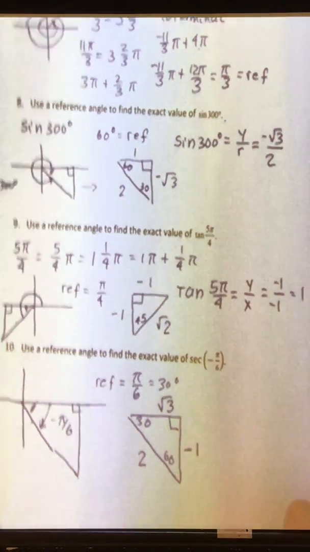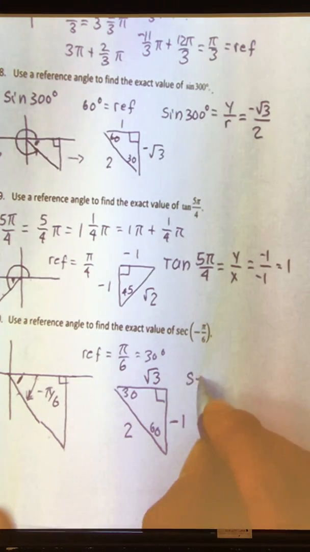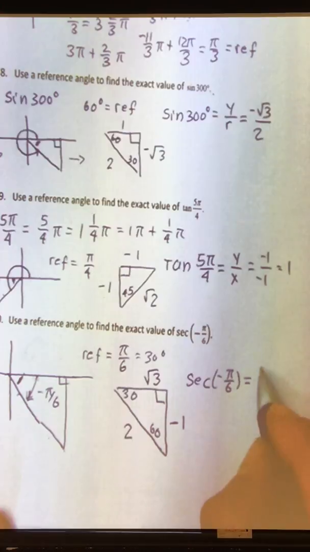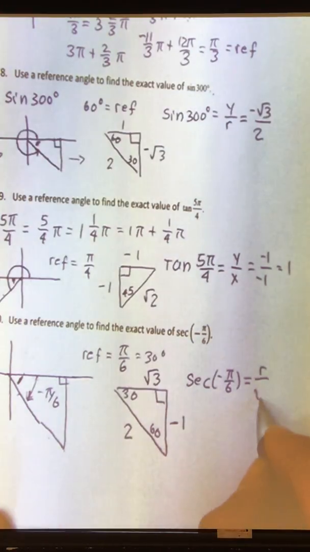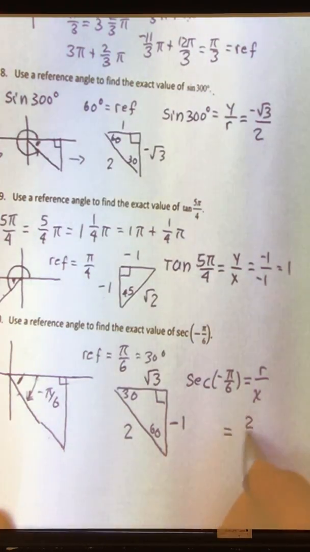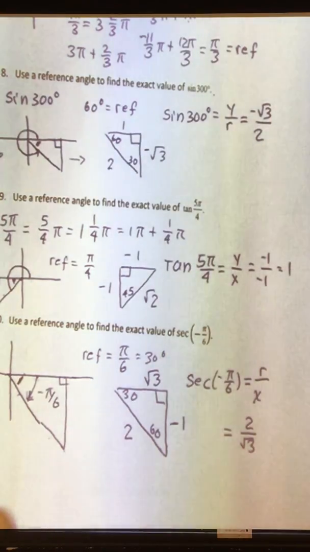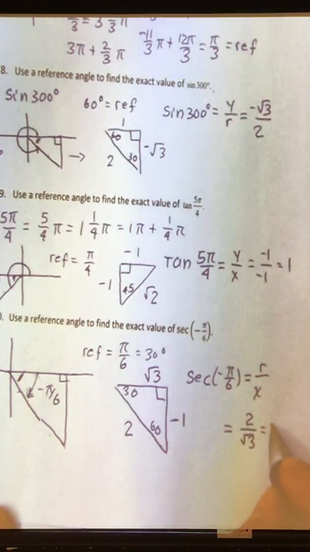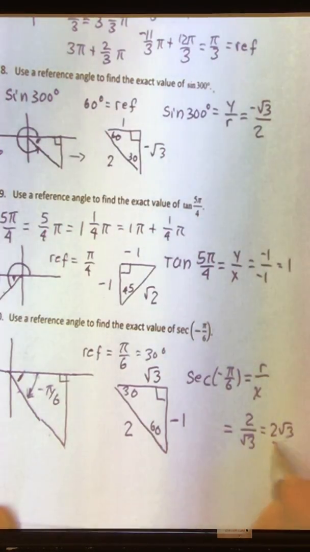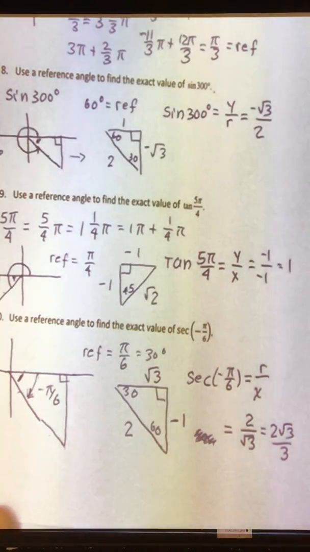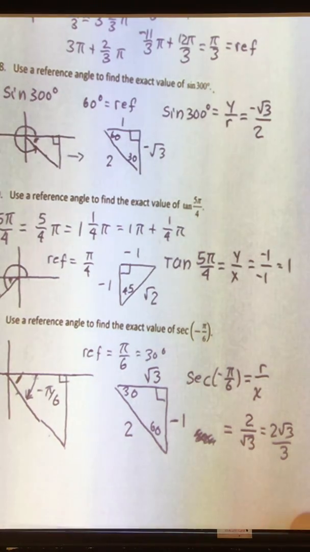Now we can get the secant. So the secant of -pi over 6 will be the hypotenuse length r over x. R is 2, and x is root 3. To rationalize that, multiplying by root 3 over root 3 will give us 2 root 3 over 3, and that's our value of secant of -pi over 6. And that's the conclusion of section 5.3 exercises.